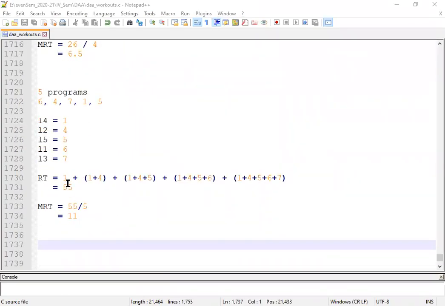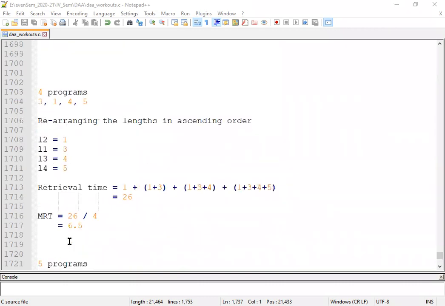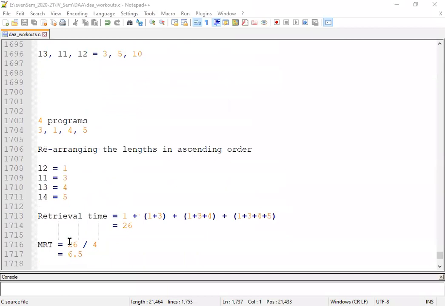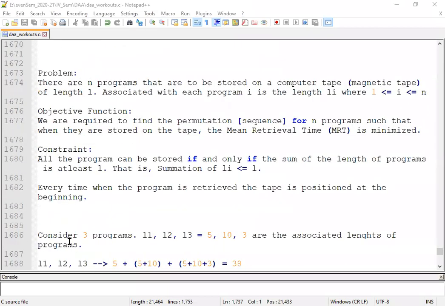Now, in these problems, students, we have looked into a type of problem where only one magnetic tape is given to us. There is only one magnetic tape. All these n programs are going to be stored on a single magnetic tape.